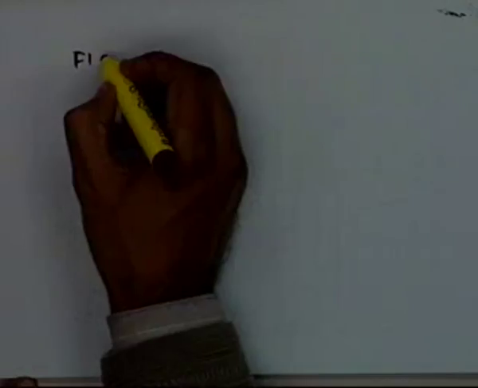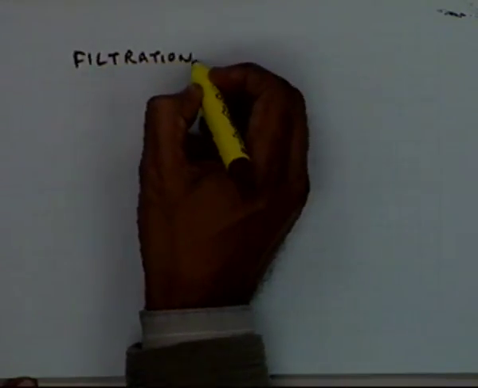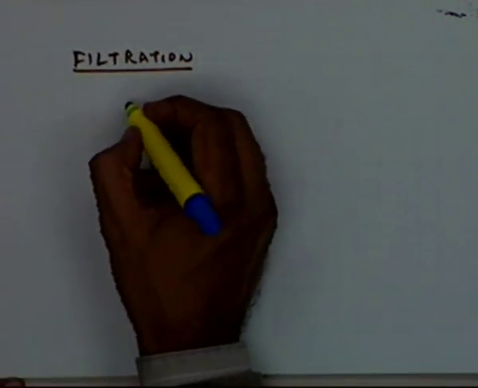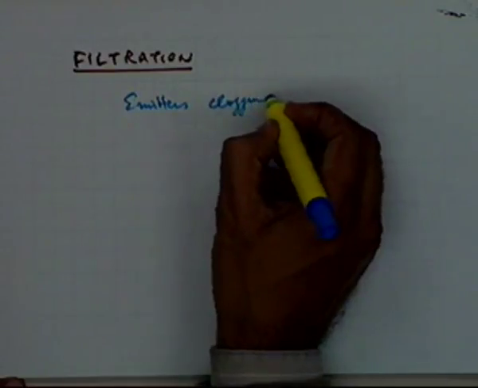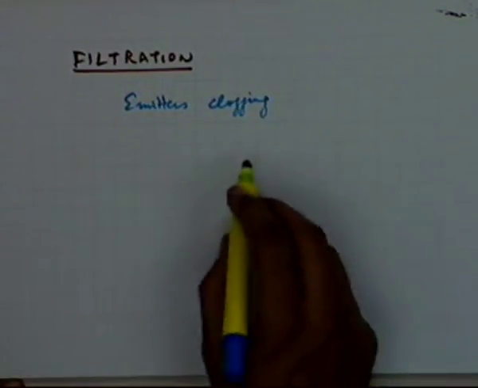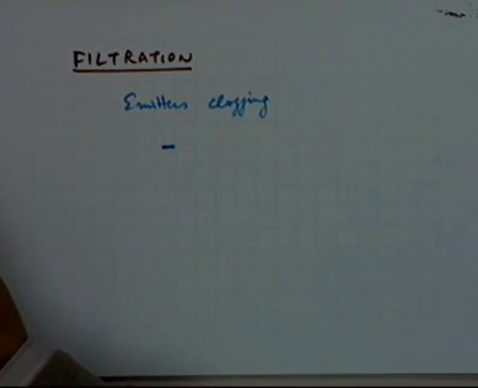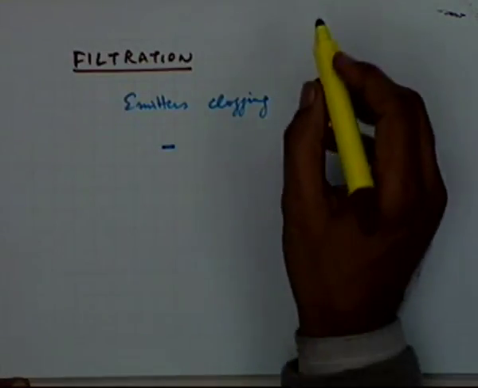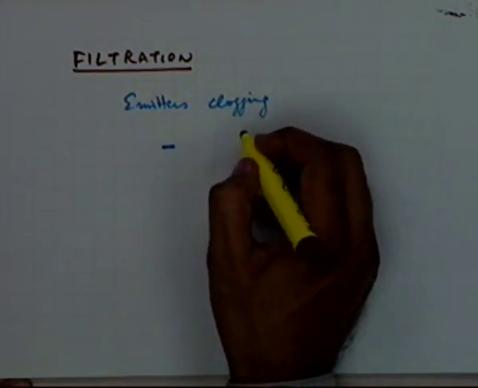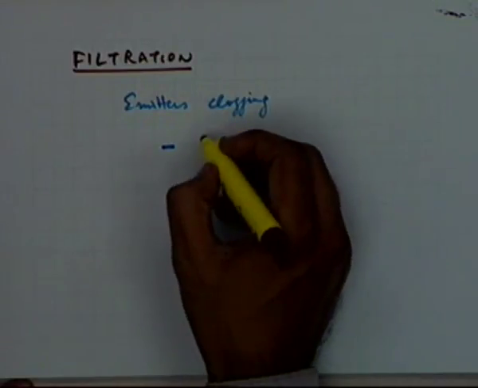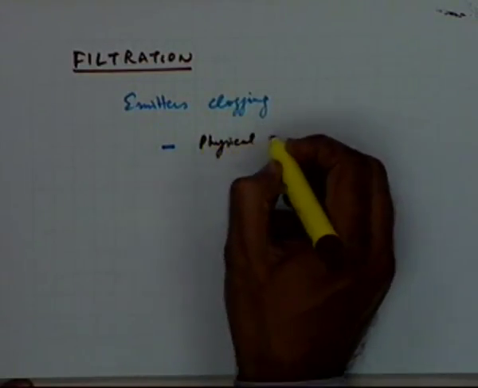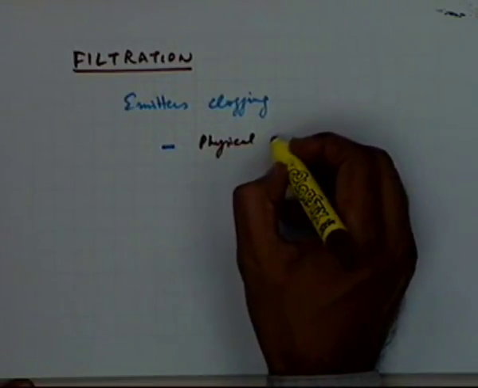In this case, the filter unit is a very important unit. And the filtration is basically required because of the fact that the emitters get clogged. The clogging in the emitters is due to various reasons. It can be due to the suspended solids. It can be due to the physical particulates.